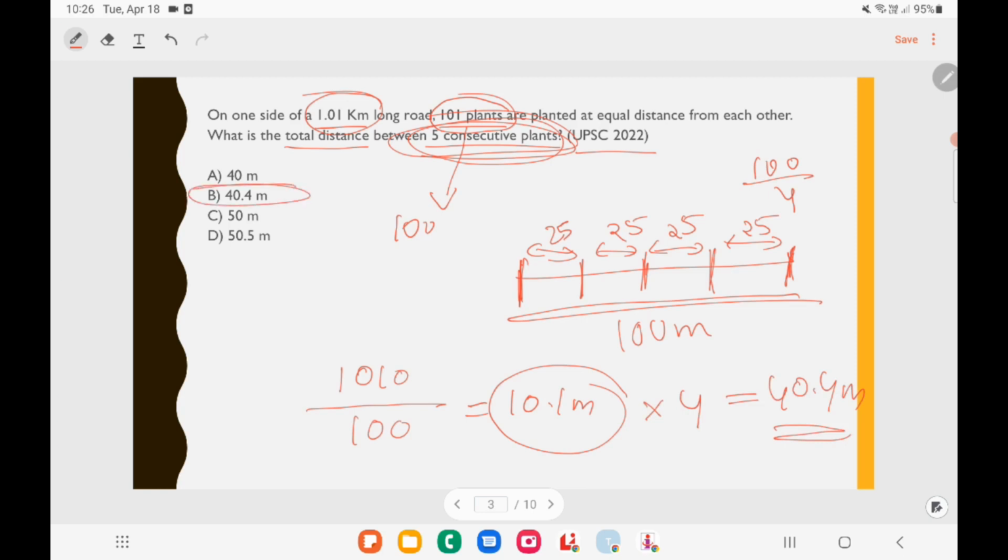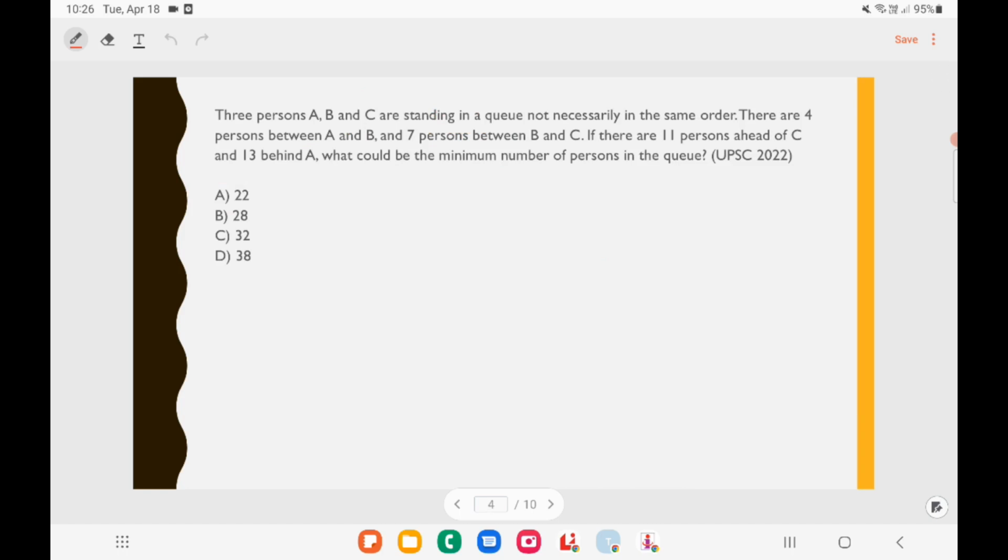Okay. So now let us take a different question. This is again from UPSC 2022. This is arrangement in a queue. Okay, let's read the question here. 3 persons A, B and C are standing in a queue, not necessarily in the same order. There are 4 persons between A and B and 7 persons between B and C.